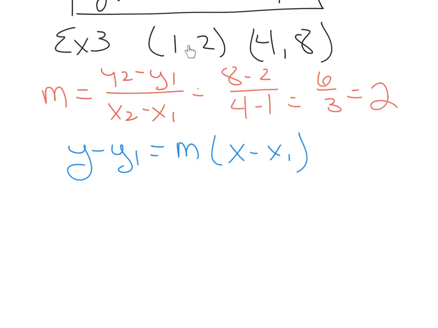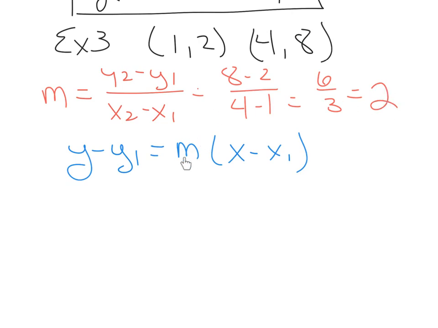Now, it doesn't matter which one of these points you want to use for x1 and y1. You're going to get the same answer no matter which one you use. I usually choose to use the one that has smaller numbers or the least amount of negatives, because negatives always complicate things with this minus. But you can use either one, okay?